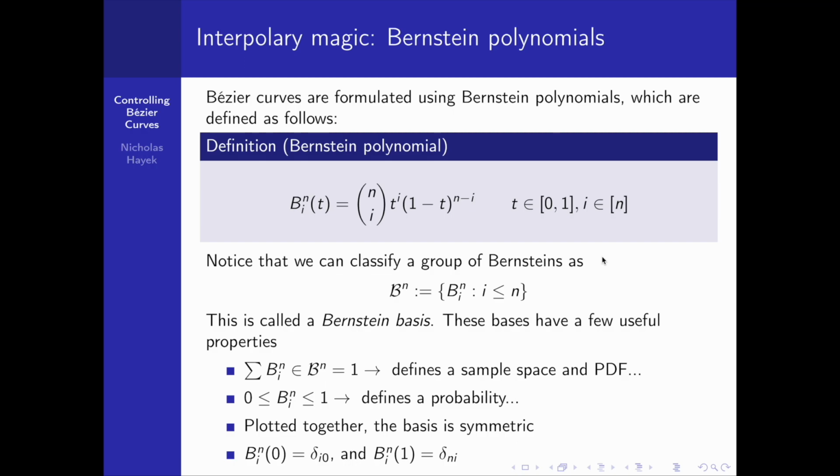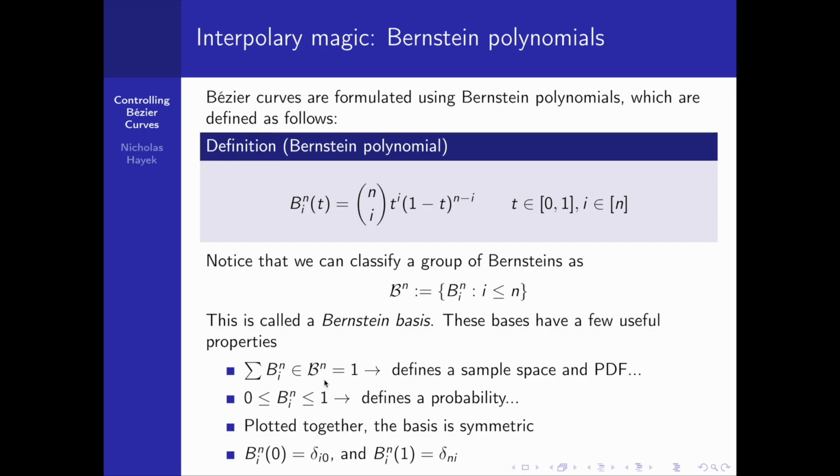A Bernstein basis is a series of polynomials indexed from I equals 0 to n as such. And you might notice that this is exactly, mathematically, what a binomial distribution in probability is, where t would be, in essence, the probability of your Bernoulli trial, and I would be how many successes you're looking for. So that's the analog.